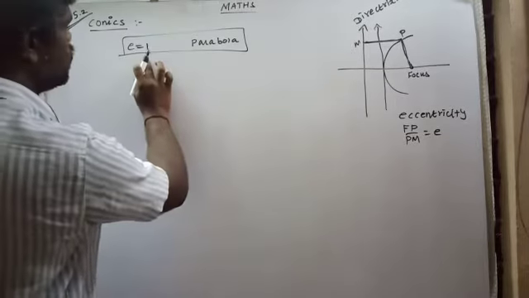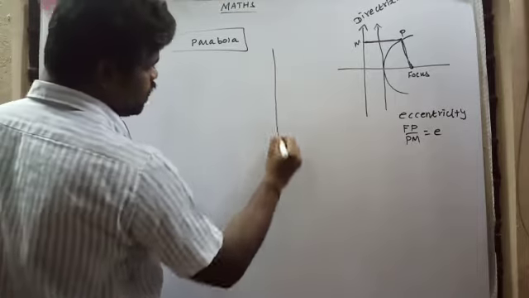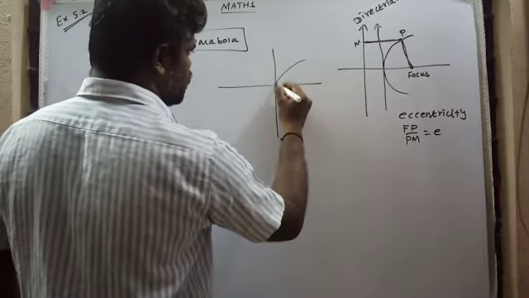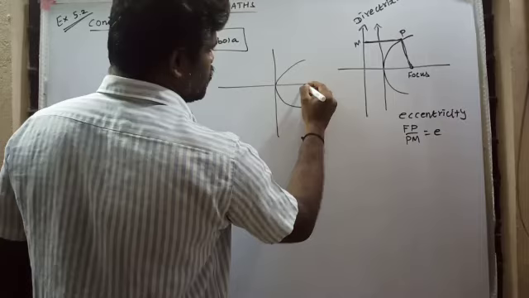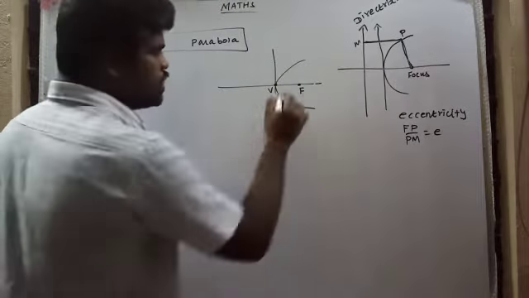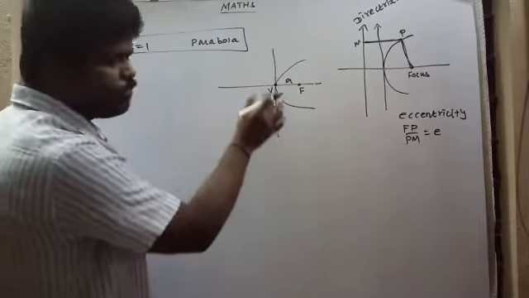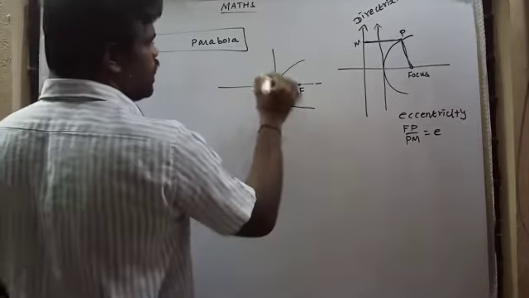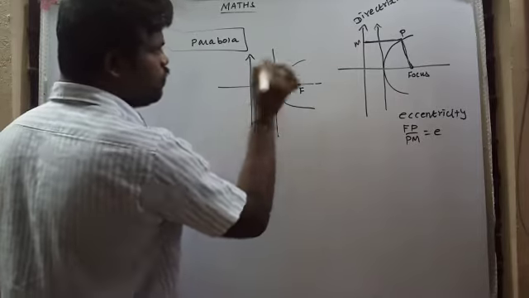If e equal to 1, the conic is a parabola. What is the nature of the parabola? There are 4 types of the parabola. This parabola opens rightward. Here this is the focus and this is the vertex. The distance between the vertex and the focus is a. This is a very, very important concept. The distance between the vertex and the directrix is also a.